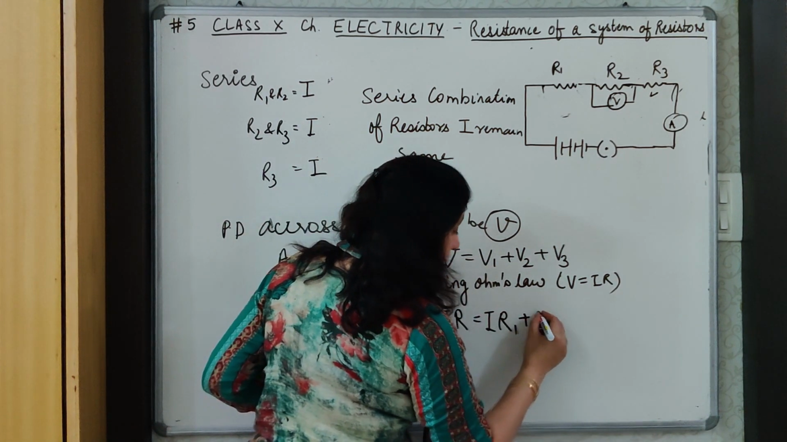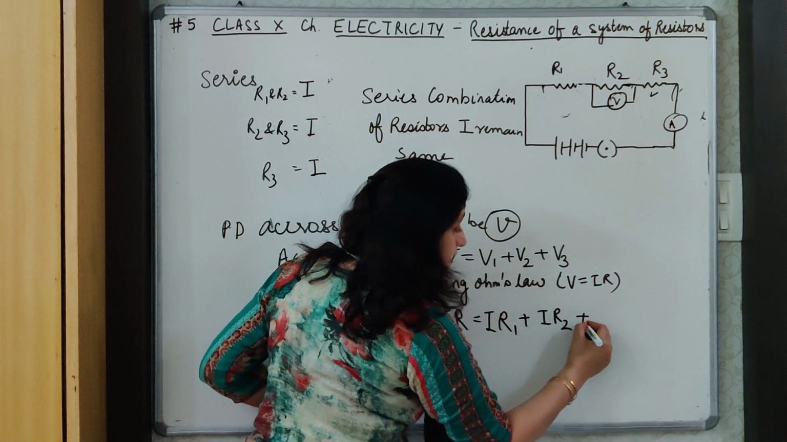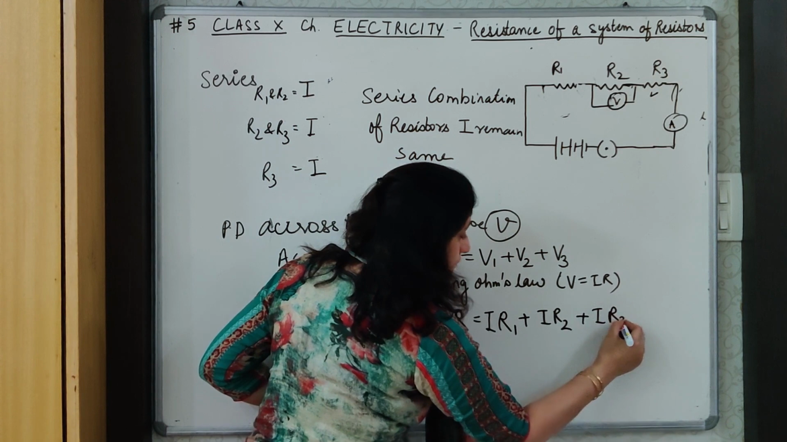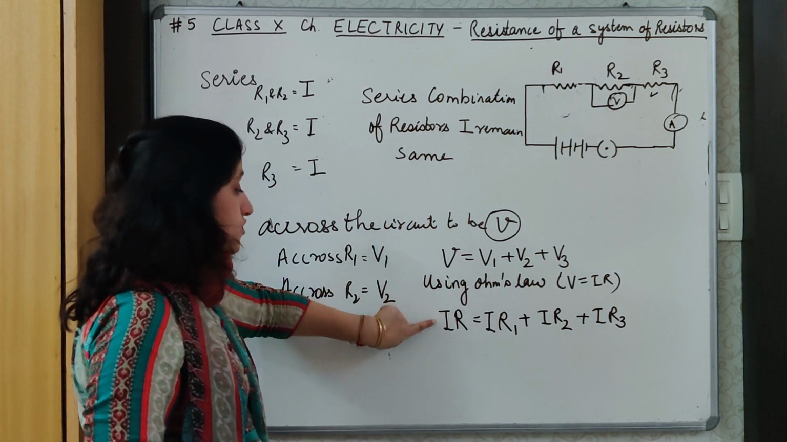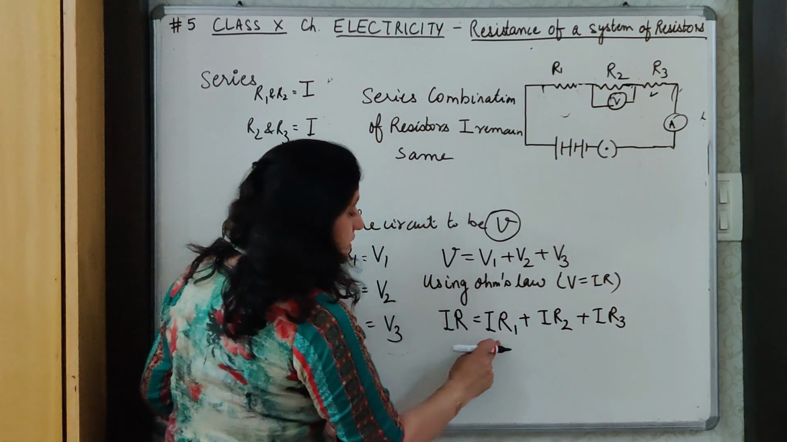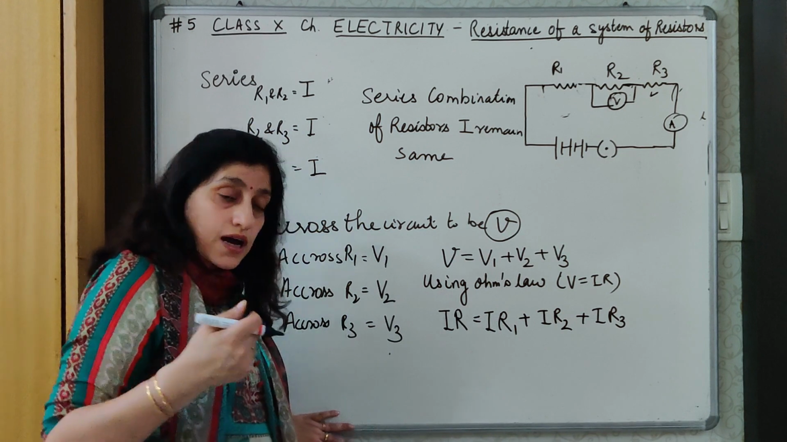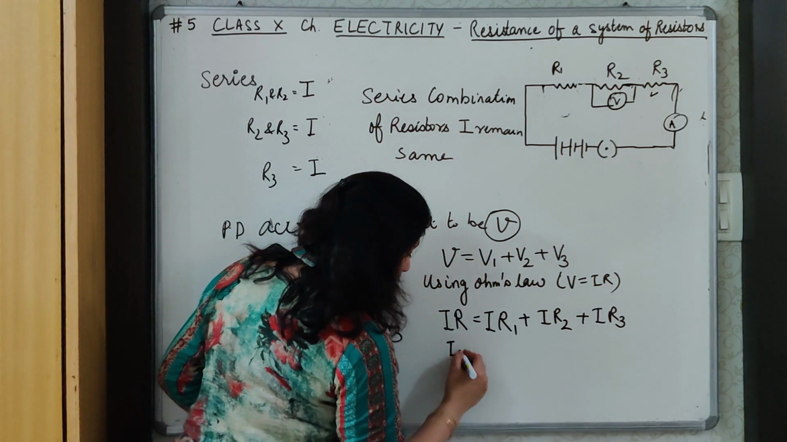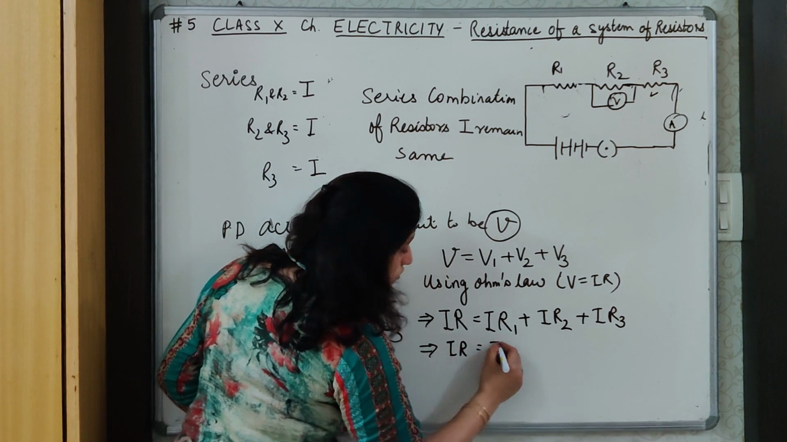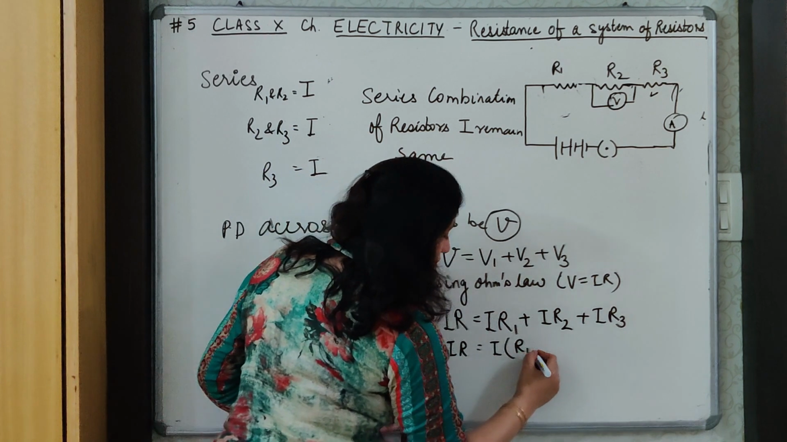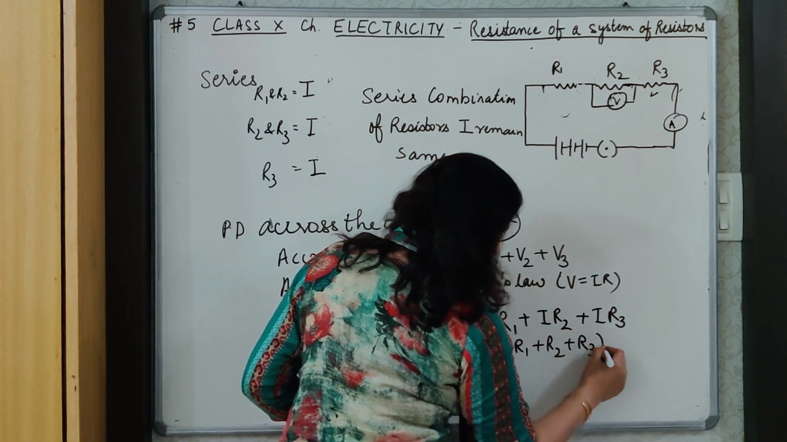Similarly, V2 is I into R2 and V3 is I into R3. So using Ohm's law, we can change this expression into this form. Now we see that on the right hand side, I is common. So we will bring out I common from there. I get IR is equal to I common (R1 plus R2 plus R3).